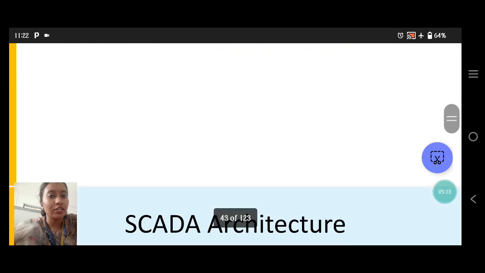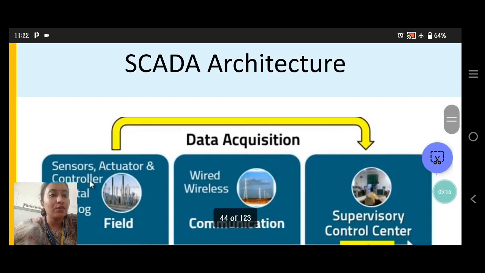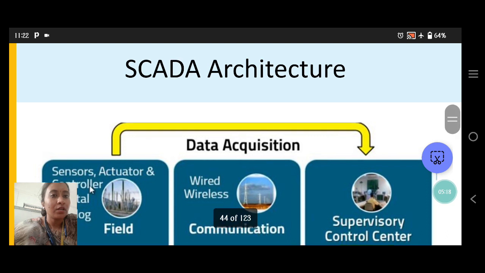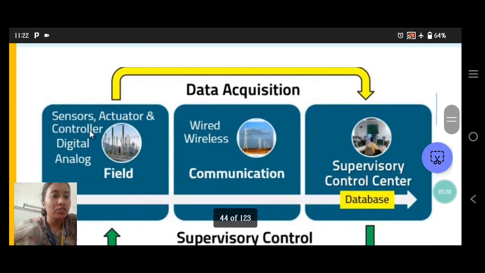That is an example of SCADA architecture, and we have one more example in the field of architecture. We'll see it in the next session.